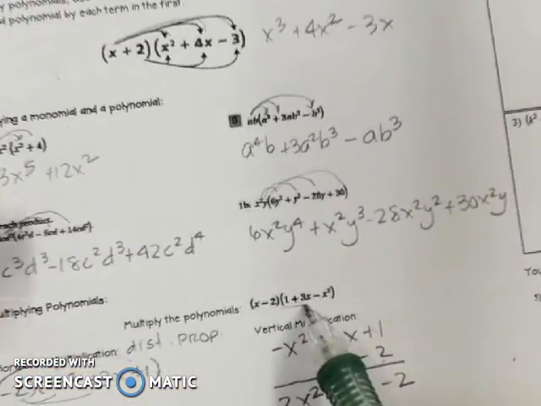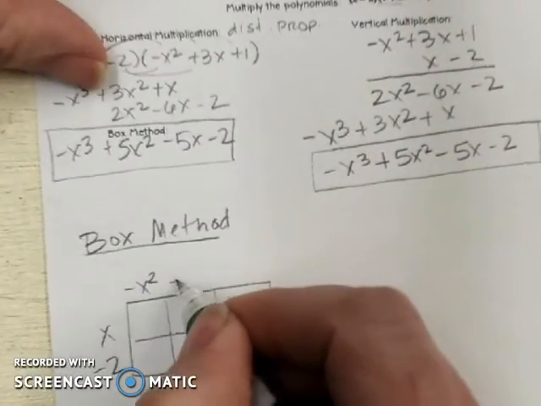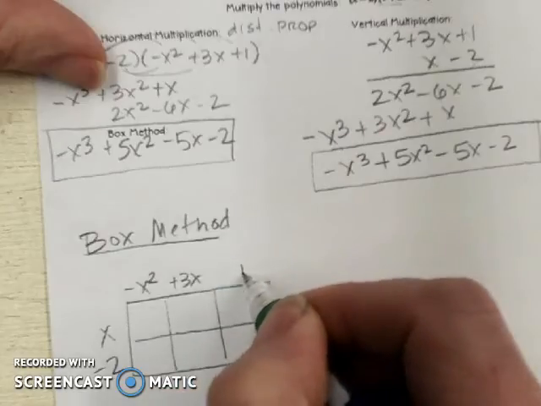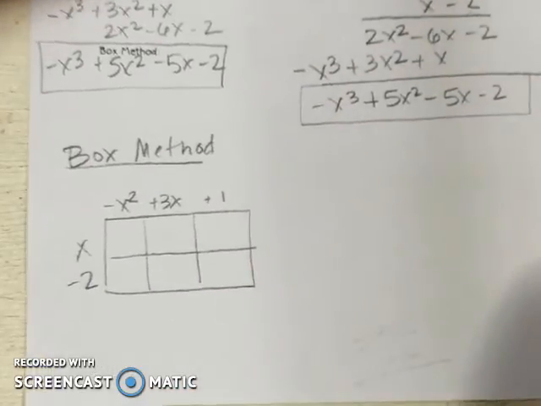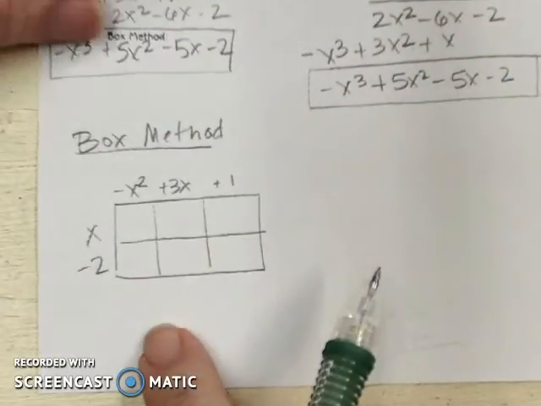and then I'm going to take the other one. I'm still using this. I'm going to put it in standard form. I've got a negative x squared, a positive 3x, and a positive 1. And you don't have to do this box method. You can do your distributive property. You can do the vertical. You can do this. I just want you to have options.